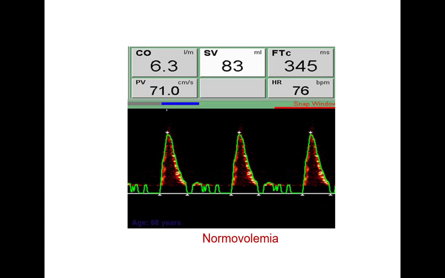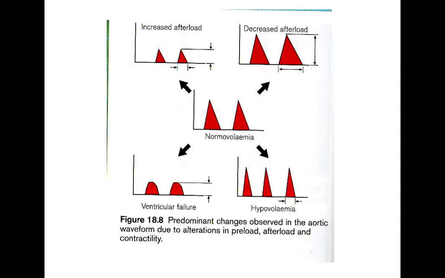So this is the kind of waveform which you get for normovolemia. When you have an increased afterload, the peak becomes much lower because it is flowing against more resistance. With decreased afterload, it becomes much taller. In ventricular failure, the entire peak is blunted. In hypovolemia, again, very sharp peaks and a narrower waveform.